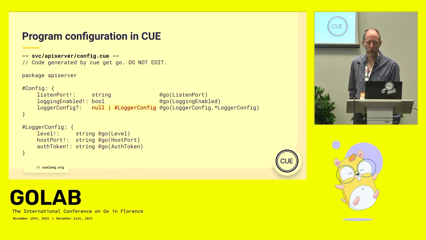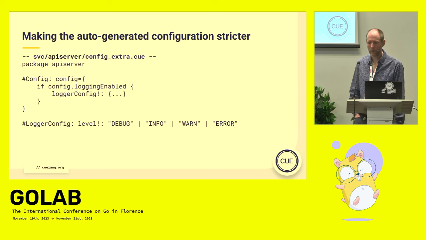Go tends to use non-null pointer types to represent field presence. We'd likely want the field to be omitted rather than provided explicitly as null. Well, our Go type constraints have entered the Q world now, and luckily, Q's semantics make it trivial to add additional constraints to the definitions that were just generated. So we've done a bit of that here.